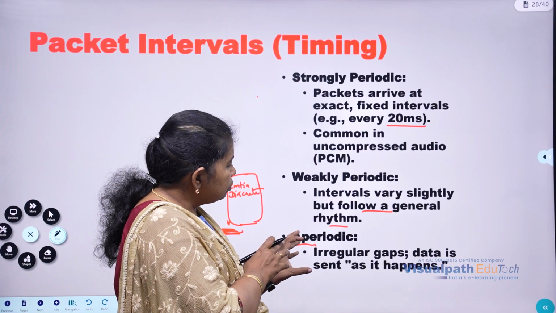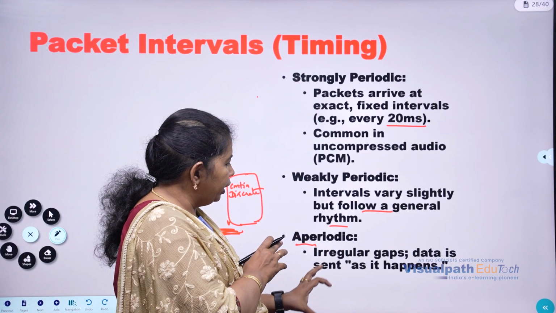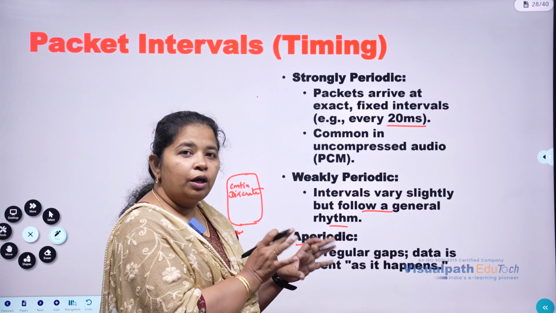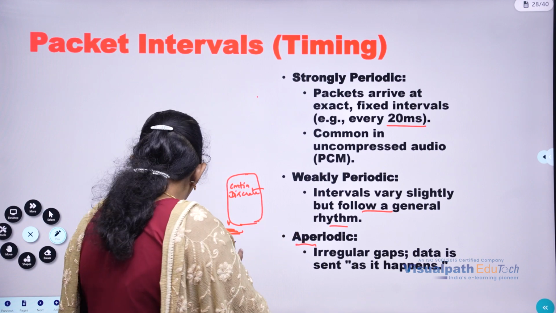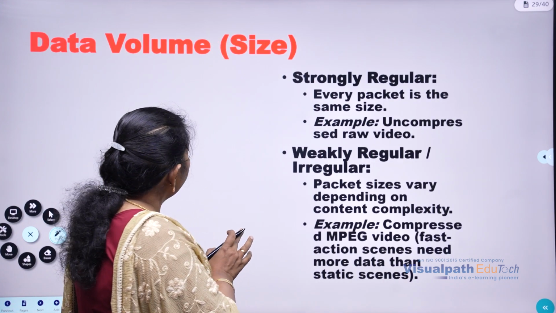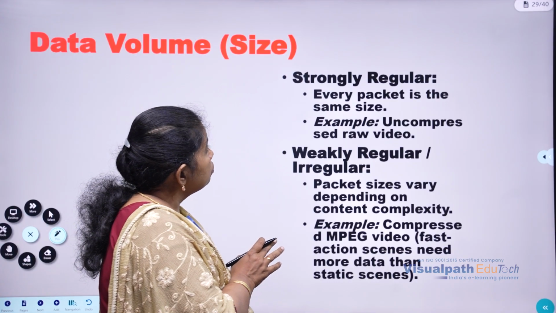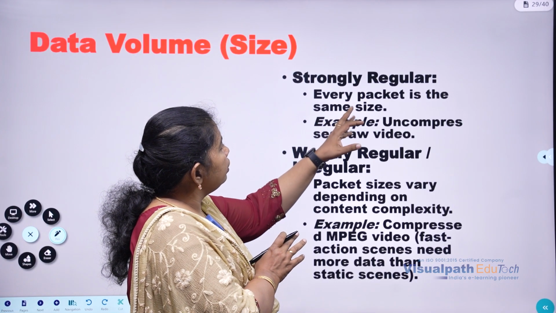Aperiodic means irregular gaps, the data is sent as it happens. Whenever they want, they will send, however much time it takes. So that is called aperiodic. Then data volume, that is the size. Strongly regular: every packet is the same size.